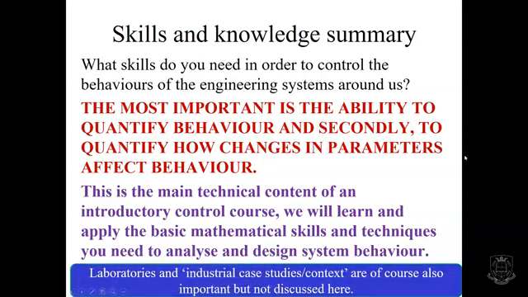We should also note that it's taken for granted that laboratories and industrial case studies and context are of course important, but we're not going to discuss that sort of detail as we assume they will happen automatically.